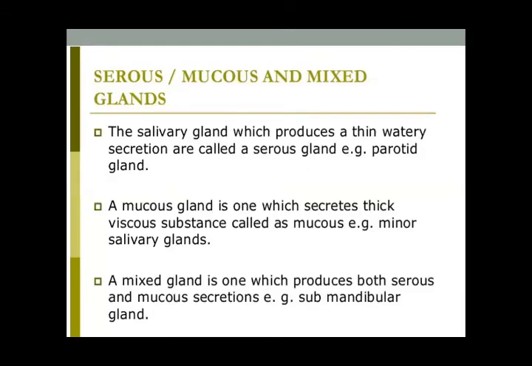Serous and mucous glands: these salivary glands which produce a thin watery secretion are called serous glands, for example, the parotid gland. A mucous gland is one which secretes a thick viscous substance called mucus, for example, minor salivary glands. A mixed gland is one which produces both serous and mucus secretions, for example, the submandibular gland.